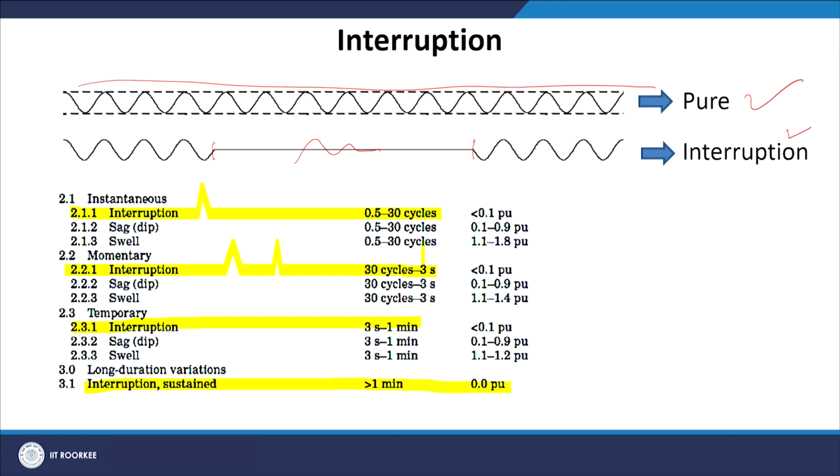There are instantaneous, momentary and temporary interruptions. So, when you talk about instantaneous, that means approximately 0.5 to 30 cycles, that is less than 0.1 per unit time, that interruption may occur, and in case of momentary interruptions it could be 30 cycles to 3 seconds, and in case of temporary interruptions it is 3 seconds to 1 minute. All right. So, this is the type of interruptions any distribution system may face.